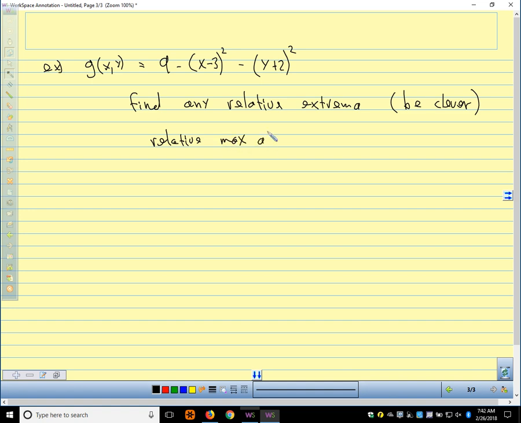Why is it up and down? Just move everything over. z equals 9 minus x squared, essentially. Relative max at (3, -2), which is the vertex. So the relative max is g of (3, -2) is 9. Or could you say (3, -2, 9)? Sure, you could say our point is (3, -2, 9). The extreme value of the function is 9.